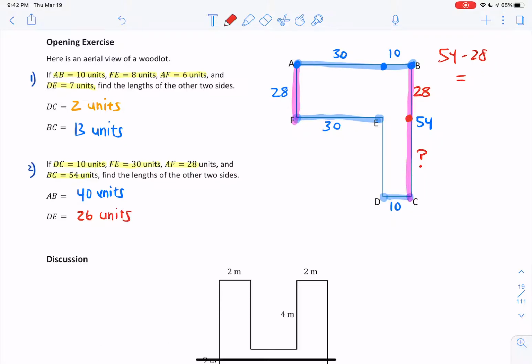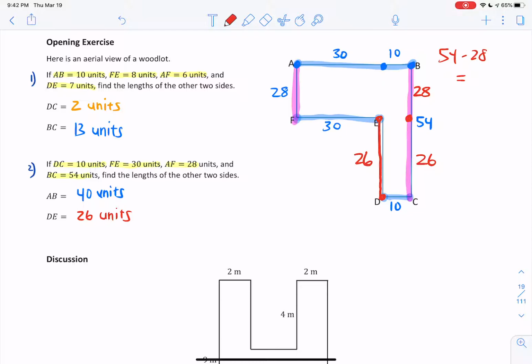I just did subtraction in my head there. So instead of that question mark, I'm going to go ahead and clear that question mark, and I'm going to put 26. And I kind of got ahead of myself. Since that's 26, then I know that ED or DE going on the other side is the same length, which is 26.